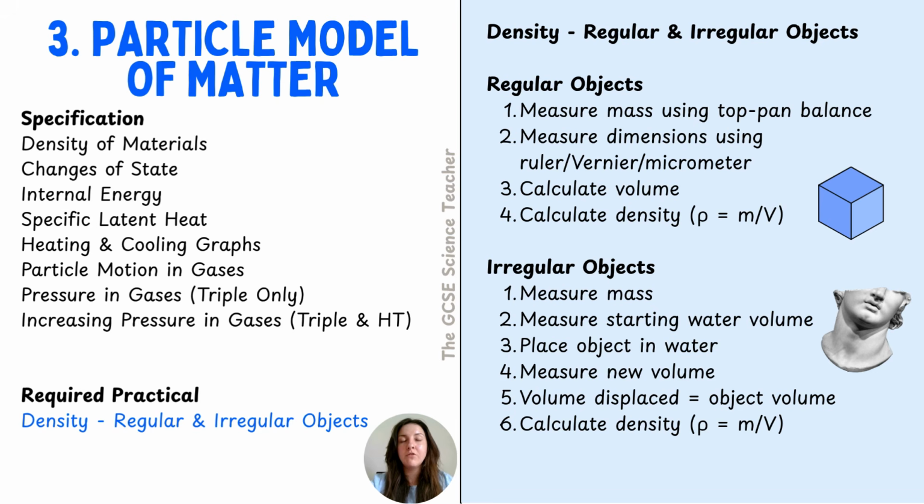For irregular objects, it's kind of the same, but just a slight difference in the volume. So you start off by measuring the mass using a top-pan balance and recording this. You want to measure the starting volume of water and place that irregular object into the water and measure the new volume. The volume of water that's been displaced is the object's volume. You use the same equation, density equals mass divided by volume, to calculate density.